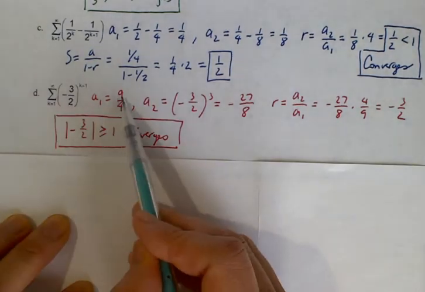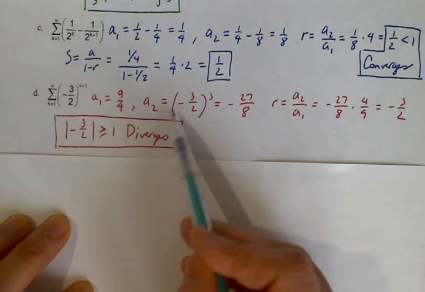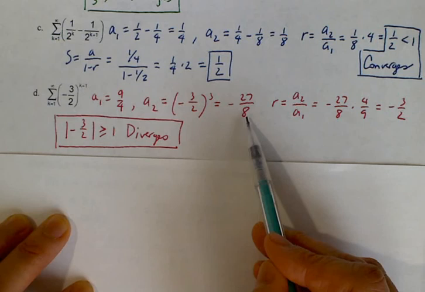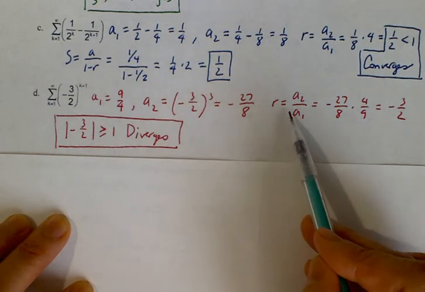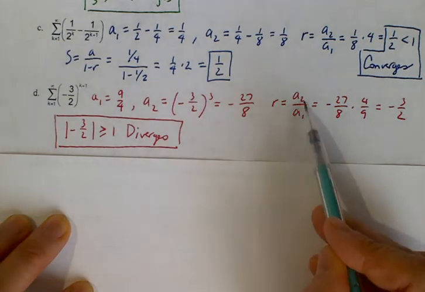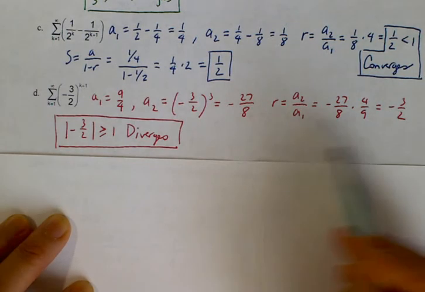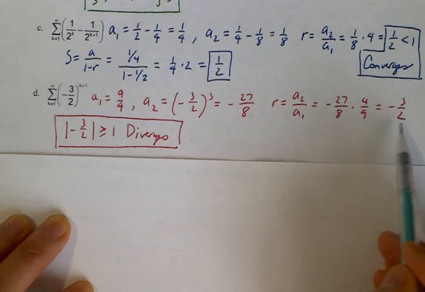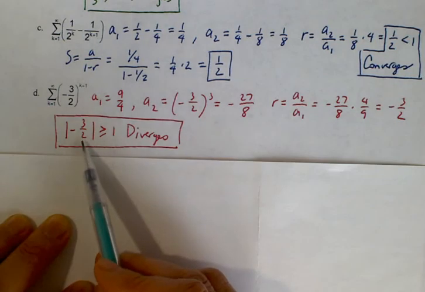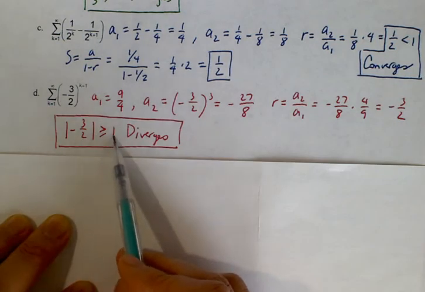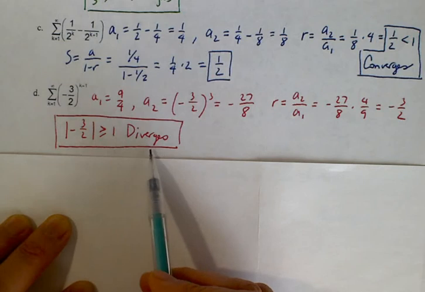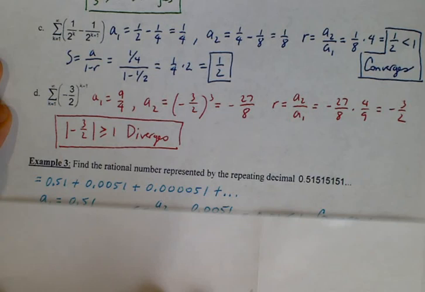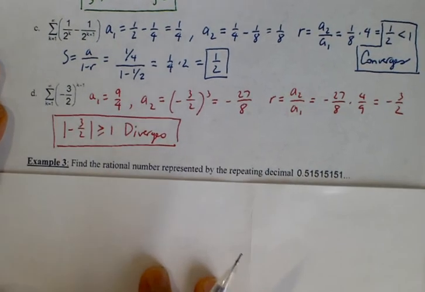Okay, and then the next one that I asked you to try was this one. For this one, your first term is 9/4, and your second term is negative 27 over 8. So the common ratio here is a sub 2 divided by a sub 1, which comes out to be negative 3/2. Since the absolute value of that is greater than or equal to 1, it diverges. So there is no sum.